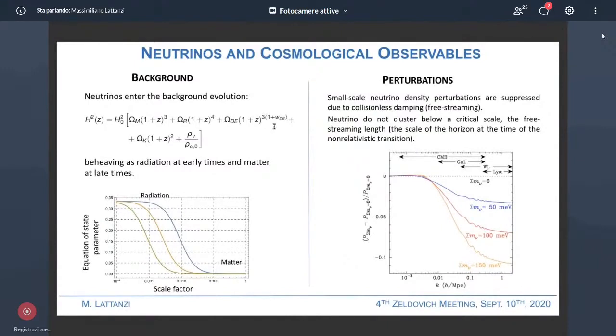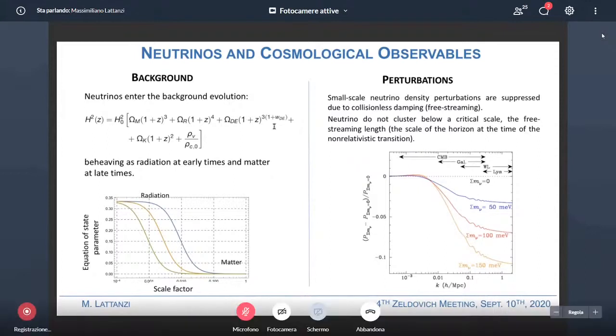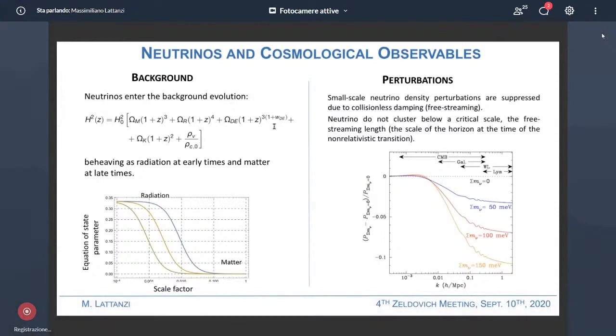Now, going a little bit into more detail, how do neutrinos affect cosmological observables? Simplifying things a bit, you have two classes of effects. One are background effects, and these are related to the fact that neutrinos, as all the other components of the cosmological fluid, enter the background evolution.